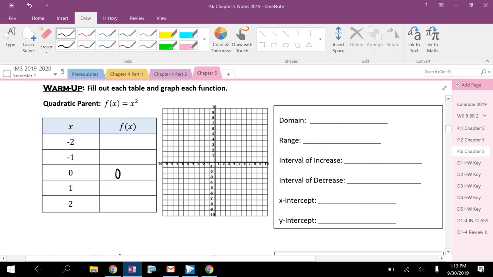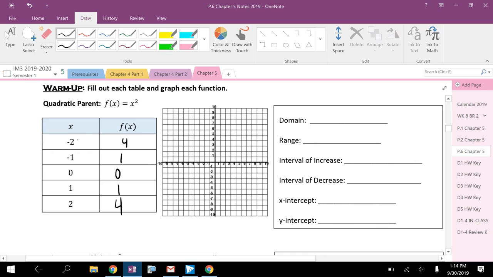Squared, 0. 1 squared? Wait, no, it's 1. And then 2 squared is 4. Okay, now when you put it in your calculator, you've got to be careful. You would put negative 1 squared, or negative 1 times negative 1, which is positive 1. Negative 2 times negative 2 is positive 4.